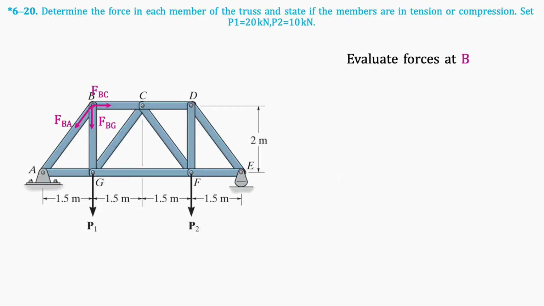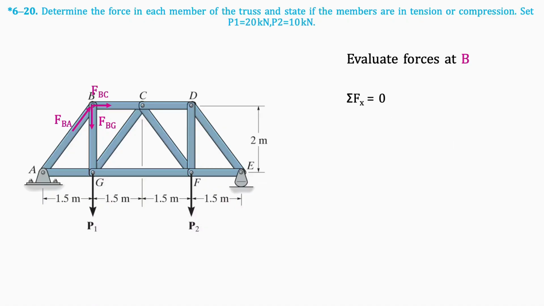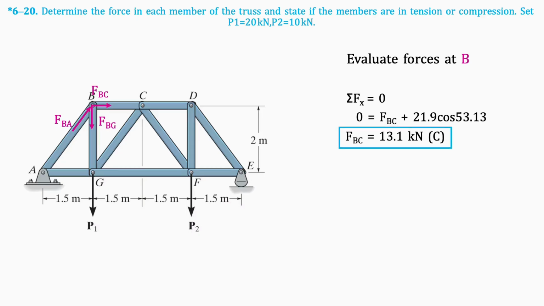Since we previously determined that FAB is a compression force, we need to flip it on the free body diagram. Taking the sum of vertical forces gives that FBG is 17.5 kilonewtons in tension. Taking the sum of the horizontal forces gives that FBC is 13.1 kilonewtons in compression, so we must flip it on the free body diagram.